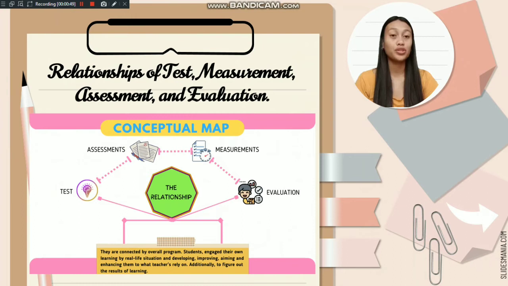Good day everyone. So today I will discuss the relationship of test, measurement, assessment, and evaluation. Before the discussion, the teacher will do the testing. A test is a formal systematic procedure for gathering information. It is a tool comprised of a set of questions administered during a fixed period of time under comparable conditions for all students. So after the test, there will be a measurement.